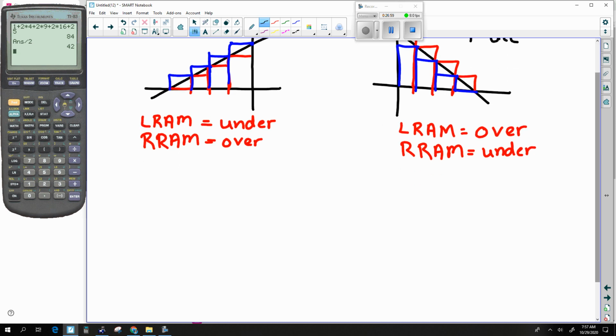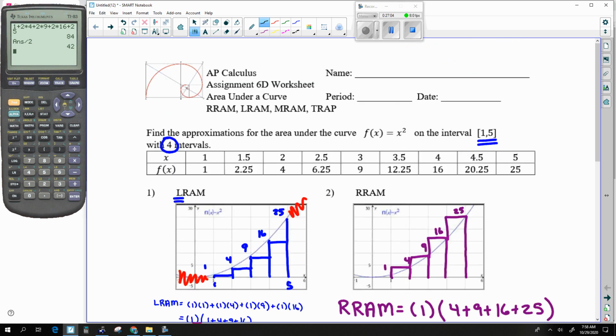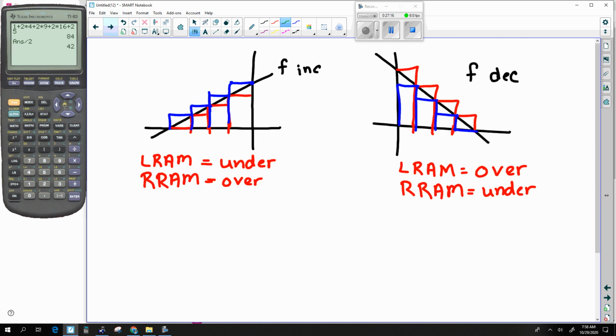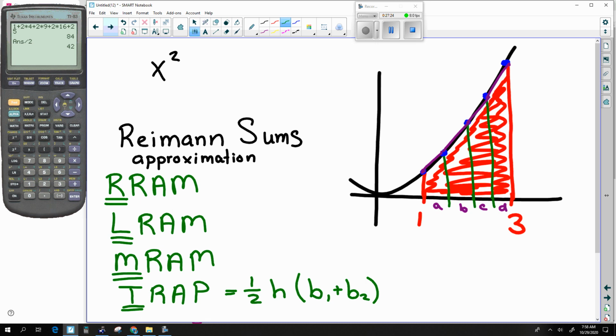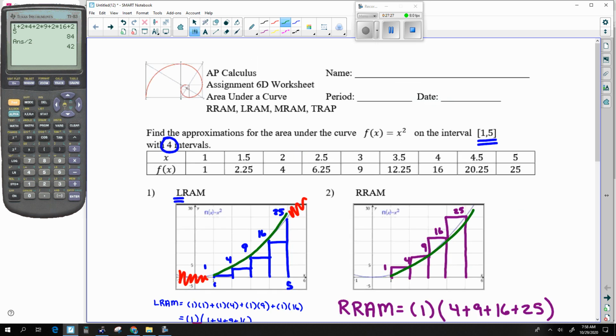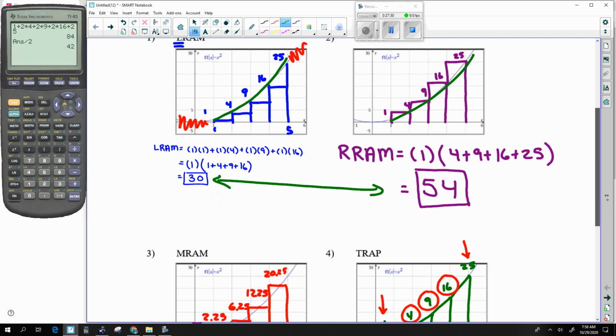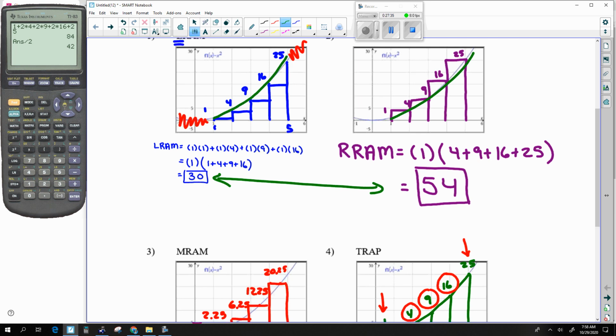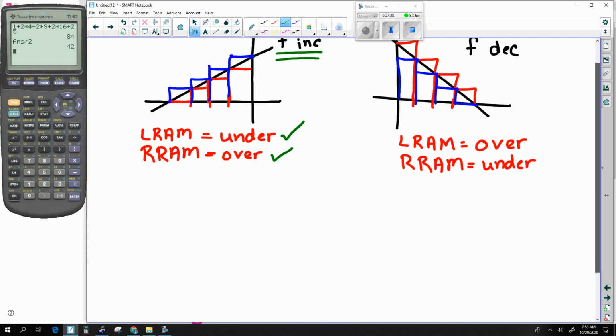All right, so that's the LRAM and the RRAM. So you'll notice on our actual graph here, you see that our function is increasing. So because it's increasing, I'll flash back to the picture, because the picture is increasing, notice how the LRAM was an under and the RRAM was an over. Makes sense.